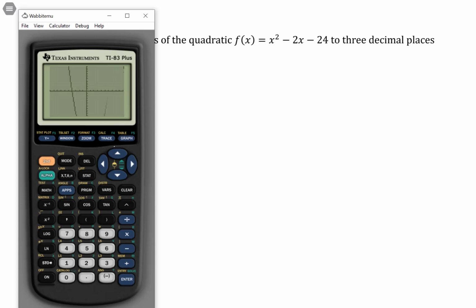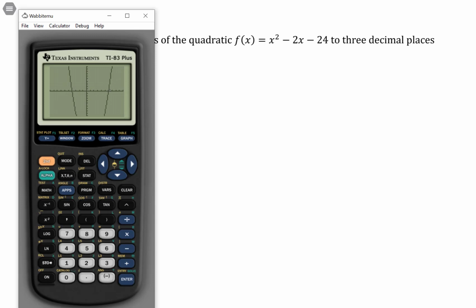and I hit graph, now in the standard viewing window, you should be able to see most zeros of quadratics that they give you in math classes, but if it's not in the standard viewing window, you might have to move your window around so you can actually see it. But I can see both zeros here, and I know they're going to be 2 because it's a quadratic. I just need to know what those values are. Now it appears to be going through -4 and +6.